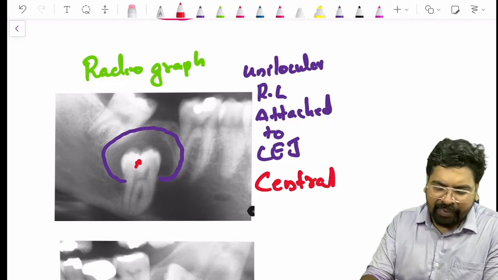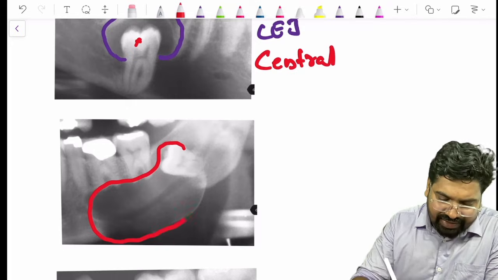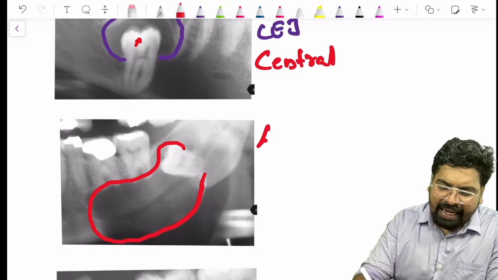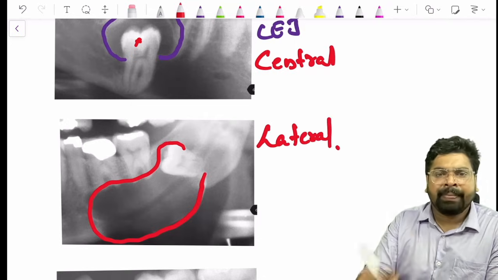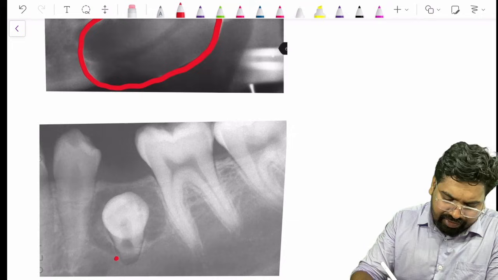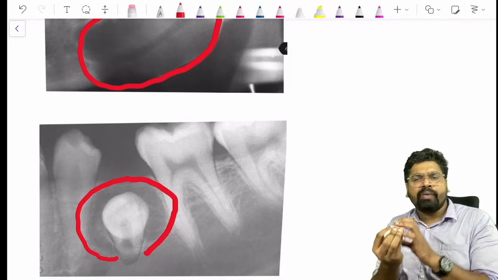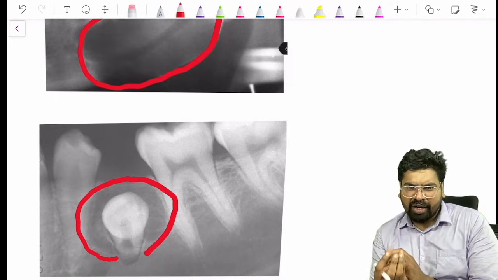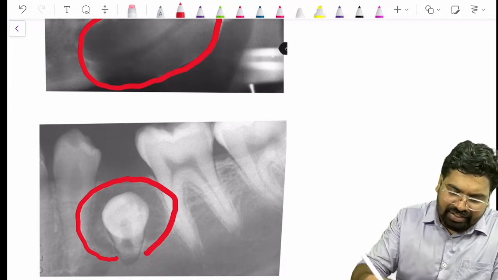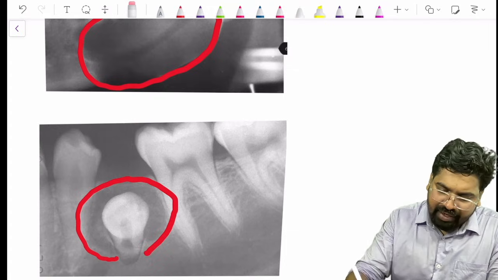Central variant. And if you see the radiolucency towards one side of the tooth, then we call it lateral variant. And in this image, you can see that the radiolucency is a little bit down from the CEJ, and it is occupying a little of the root also. Some part of the root is found in the radiolucent area. So that is called a circumferential variant.